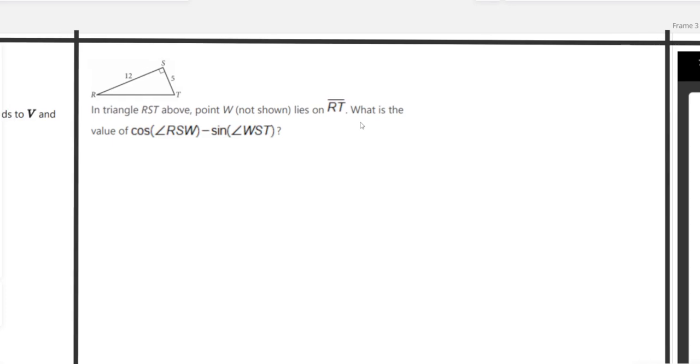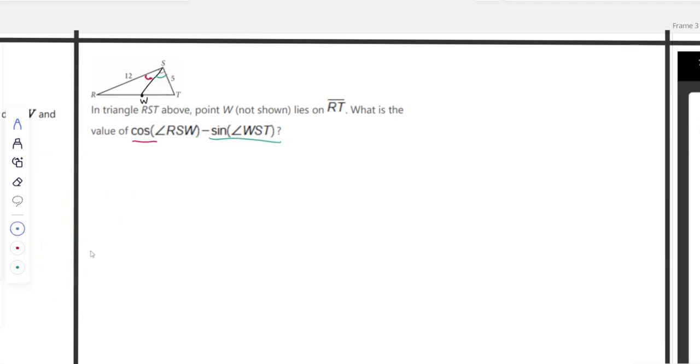This next question, right triangles and trig, is saying triangle RST, point W not shown lies on RT. W is here somewhere. What is the value of cosine of RSW minus sine of WST? So cosine of this angle and sine of this angle.